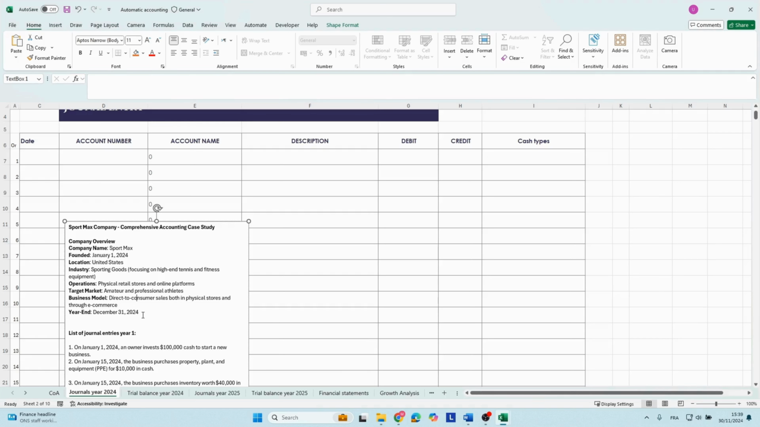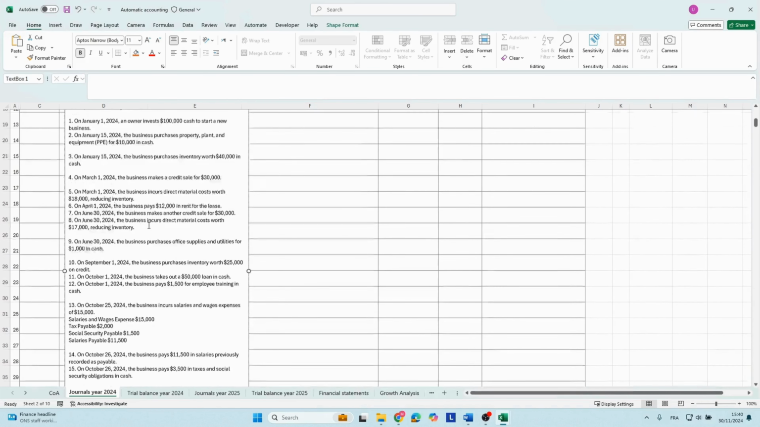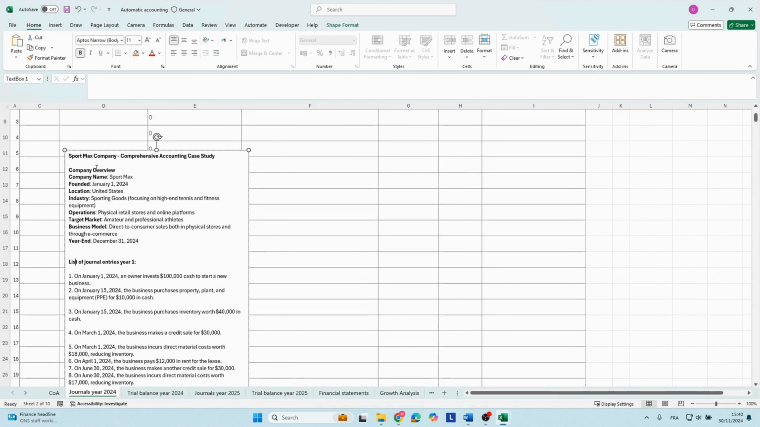We will do the journal entries for the year 2024. In the first year, we have 20 transactions that we will see together how to post. Then we will see the different adjustment journals at the end of the year. We close the accounts and create the new year. And we see how to create the financial statements and trial balance for the company. So let's start with the first transaction.